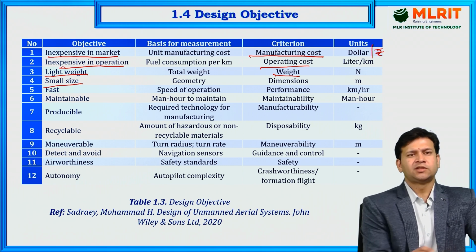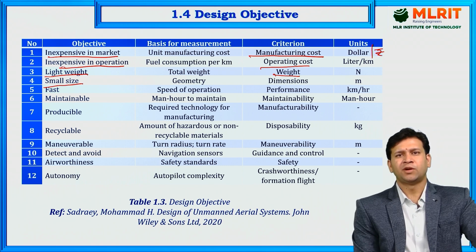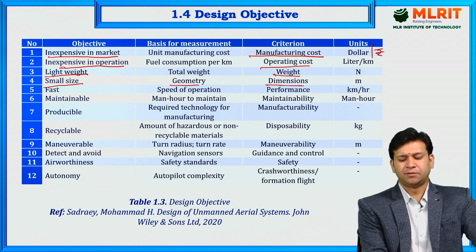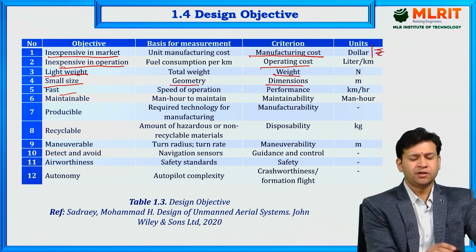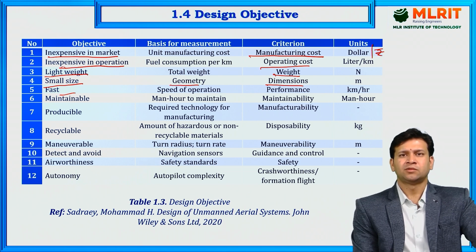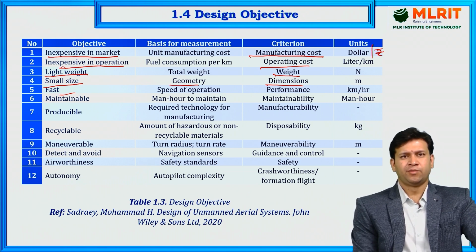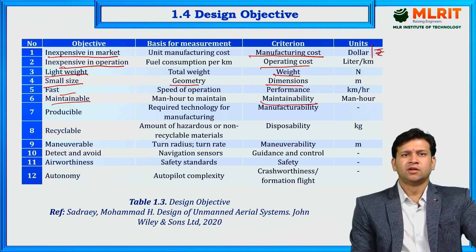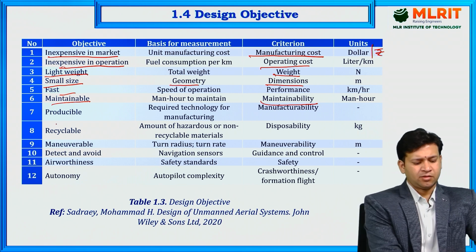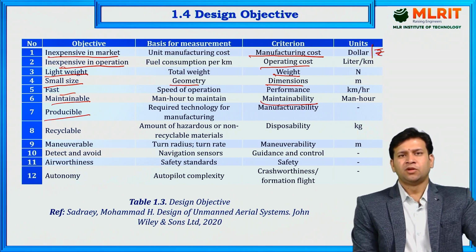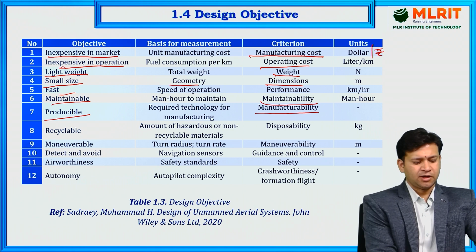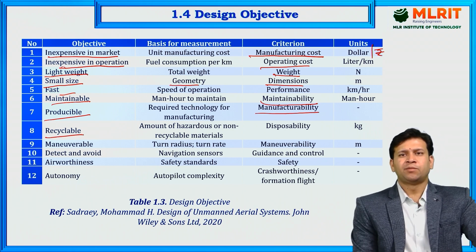It should be small in size, such that the design is compact, which will be measured based upon its geometry and dimensions. It should be high speed for speed of operations, for having a very good performance. Maintainability: it should be easy to maintain at minimum cost. Producible: it should be easy for manufacturing and production. Recyclable: it shouldn't impact the environment.